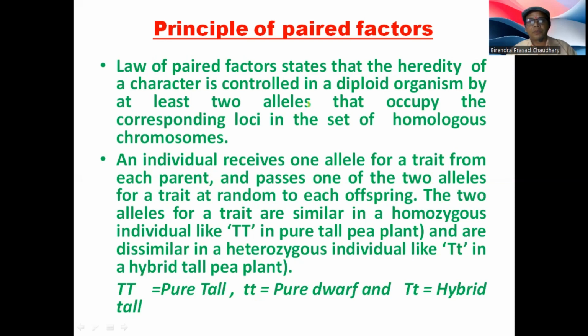Homologous chromosomes, do you know what they are called? They are the chromosomes which are morphologically similar and have the same locus, in which one came from the paternal side and the other came from the maternal side. Now, an individual receives one allele for a trait from each parent.